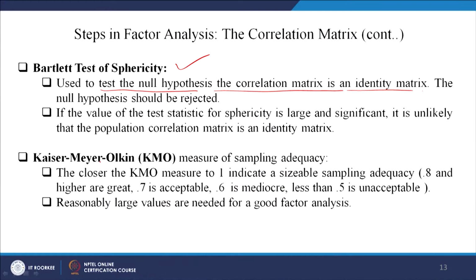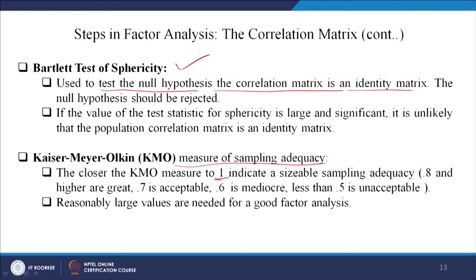The Bartlett's test of sphericity should always be rejected, should be significant. Now, let us go back and let me explain the KMO. The KMO is a measure of sampling adequacy. Now, what does it say? The closer the KMO measure is to 1, it ranges between 0 and 1, it indicates a sizable sampling adequacy.